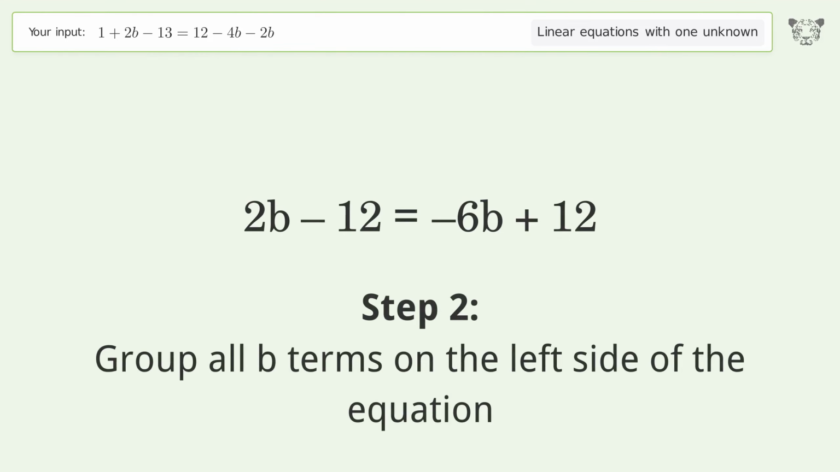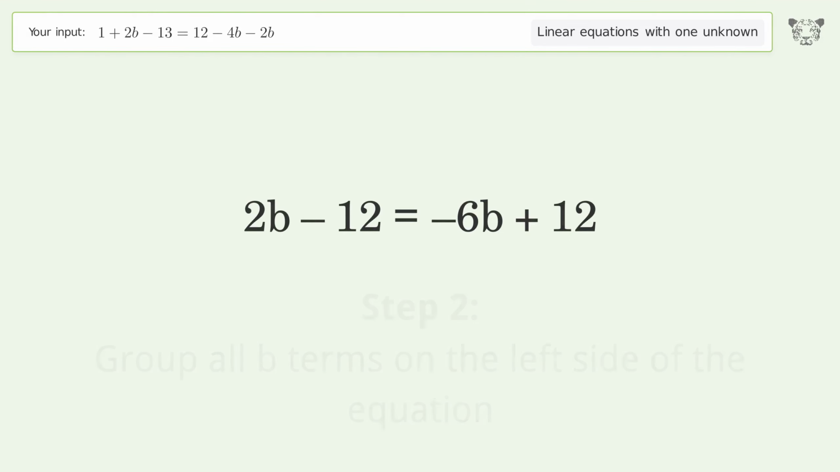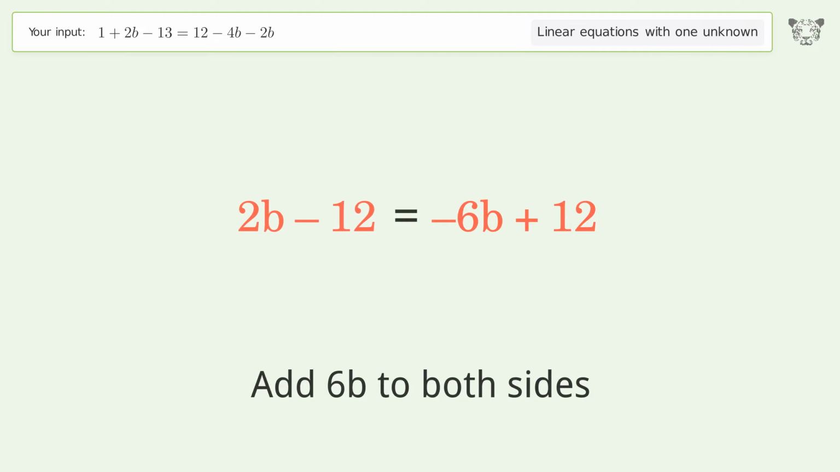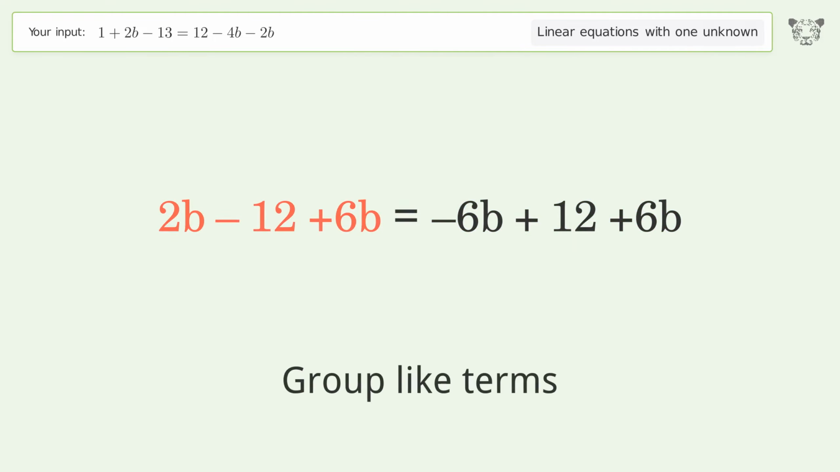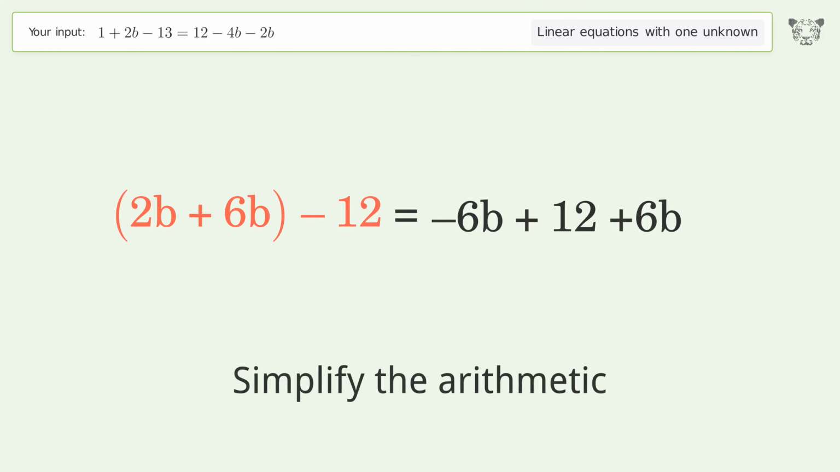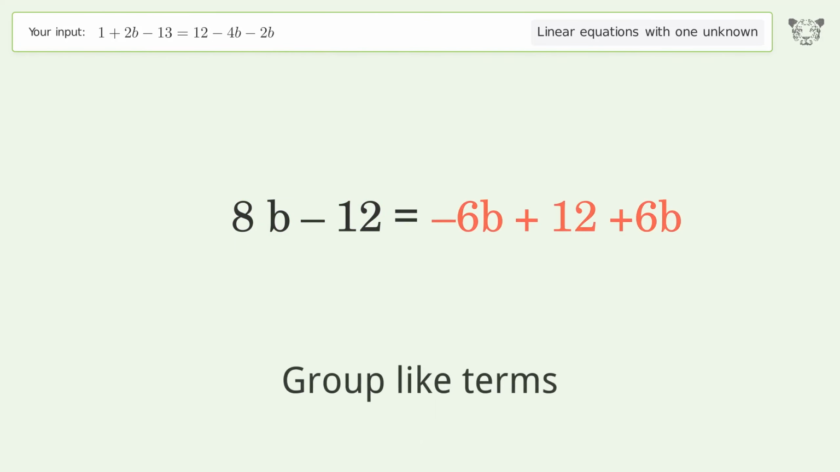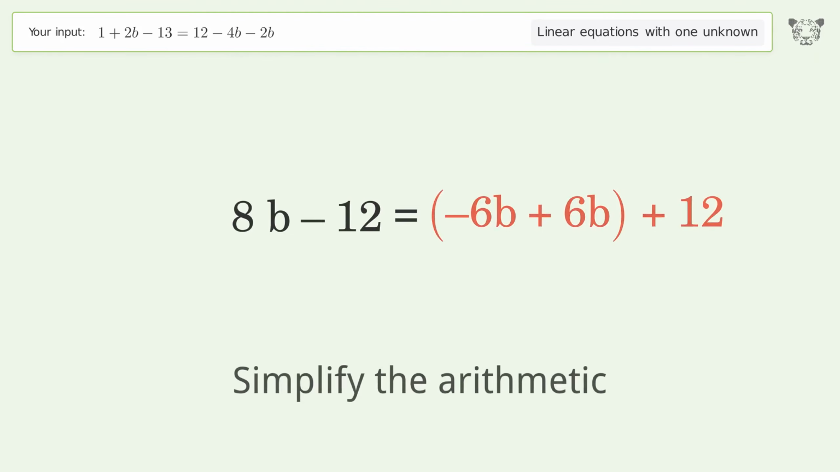Group all b terms on the left side of the equation. Add 6b to both sides. Group like terms. Simplify the arithmetic. Group like terms. Simplify the arithmetic.